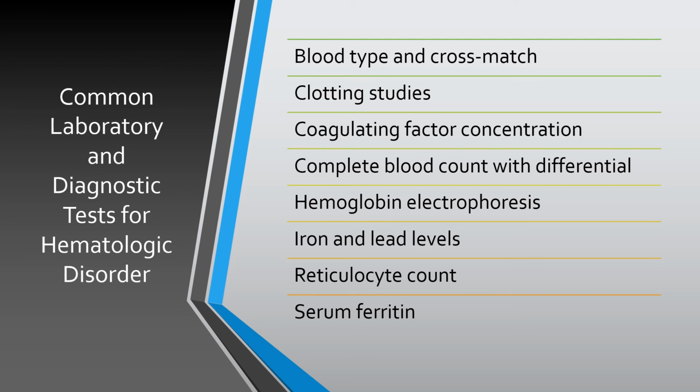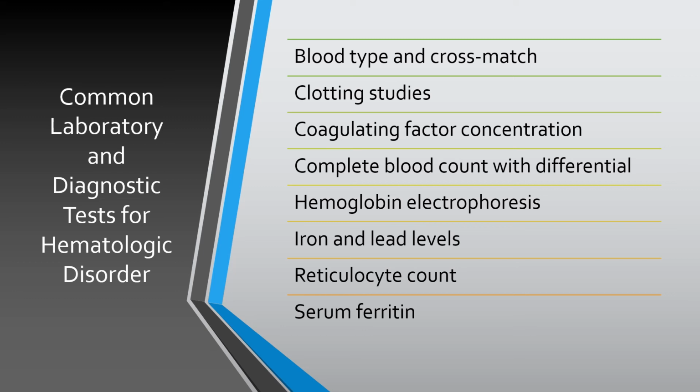Some of the common labs and diagnostics that we might see, we're going to do blood type and cross-match. Just going to prepare that patient that they may need that transfusion based on blood loss from trauma. Clotting studies are those clotting factors and platelets, so our PT or PTT levels. Coag factor concentration helps diagnose hemophilia or DIC. Our CBC and differential will tell us about the breakdown of the WBC count. That might be helpful in helping us determine what is really going on.